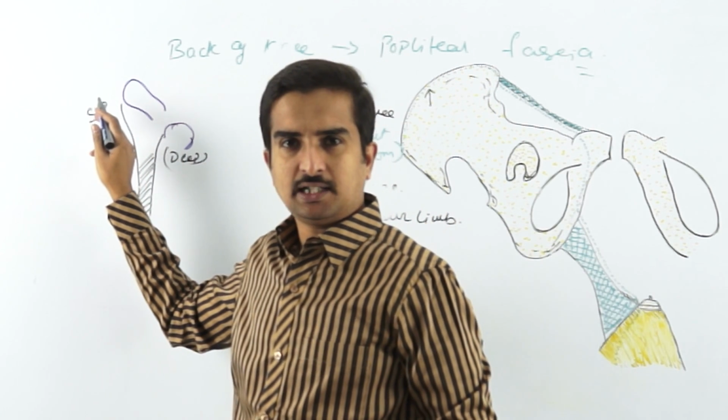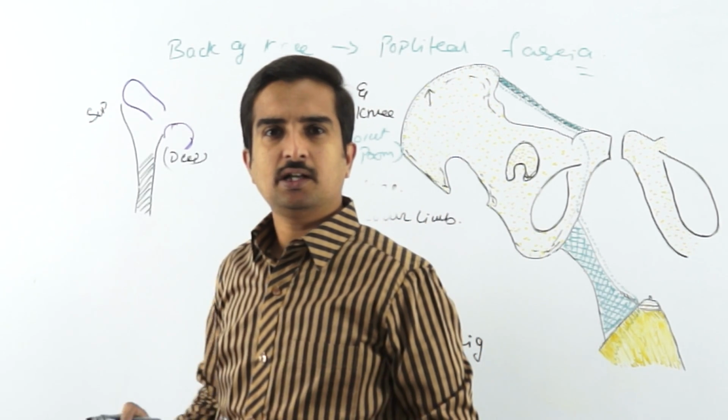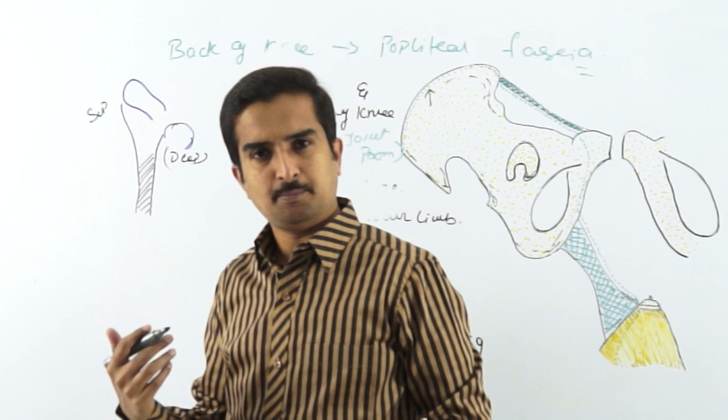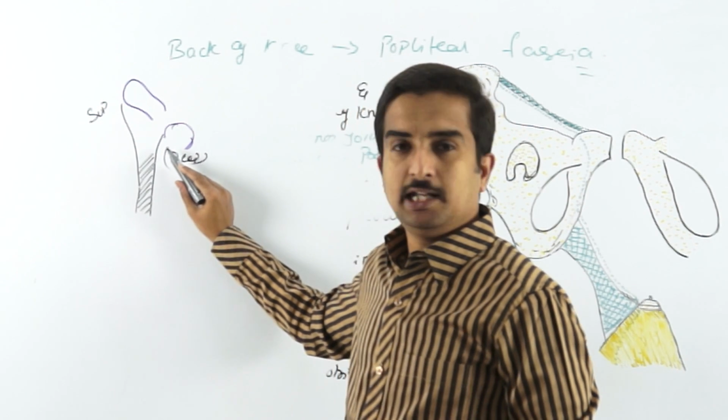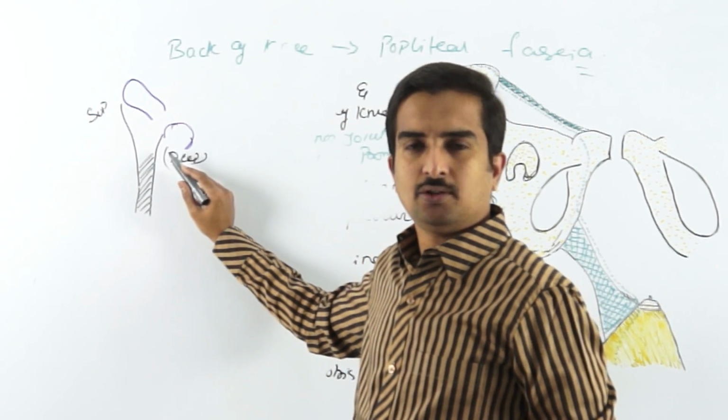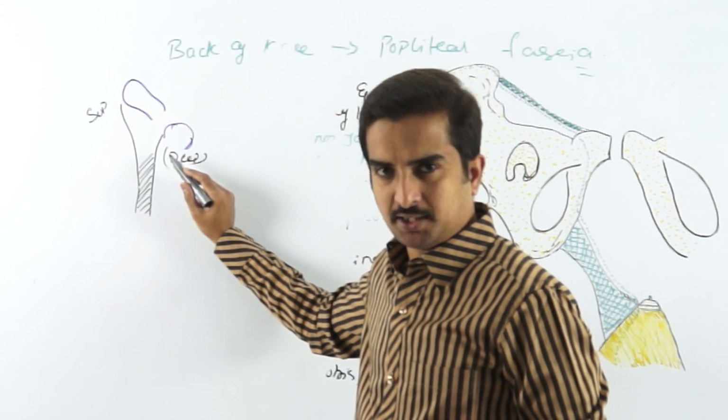Superficial lamina gives attachment to the tubercle of the iliac crest, that is the external part of the iliac crest, and deep lamina gives attachment to the capsule of the hip joint.